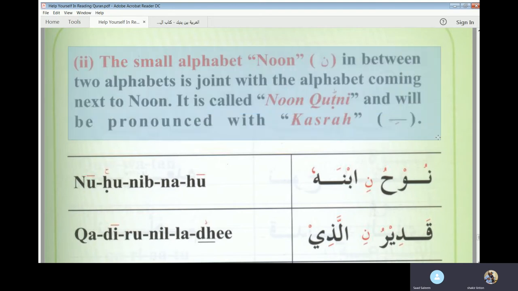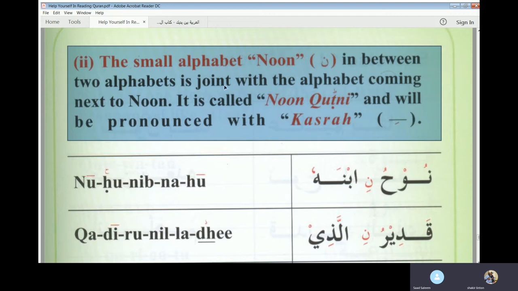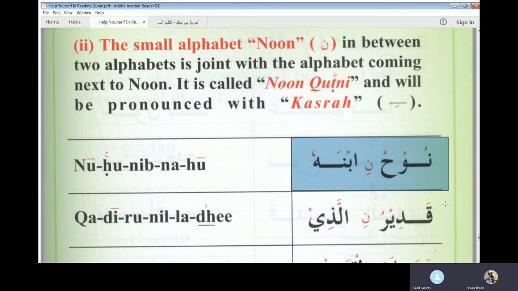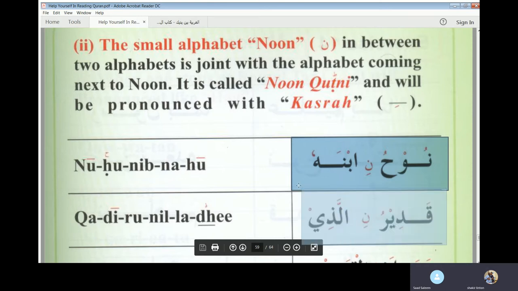The small alphabet noon in between two alphabets is joined with the alphabet coming next to noon. It is called noon qutni and will be pronounced with kasra. Nuhu nibnahu. This is easy. Alright, pronounce it again. Nuhu nibnahu.